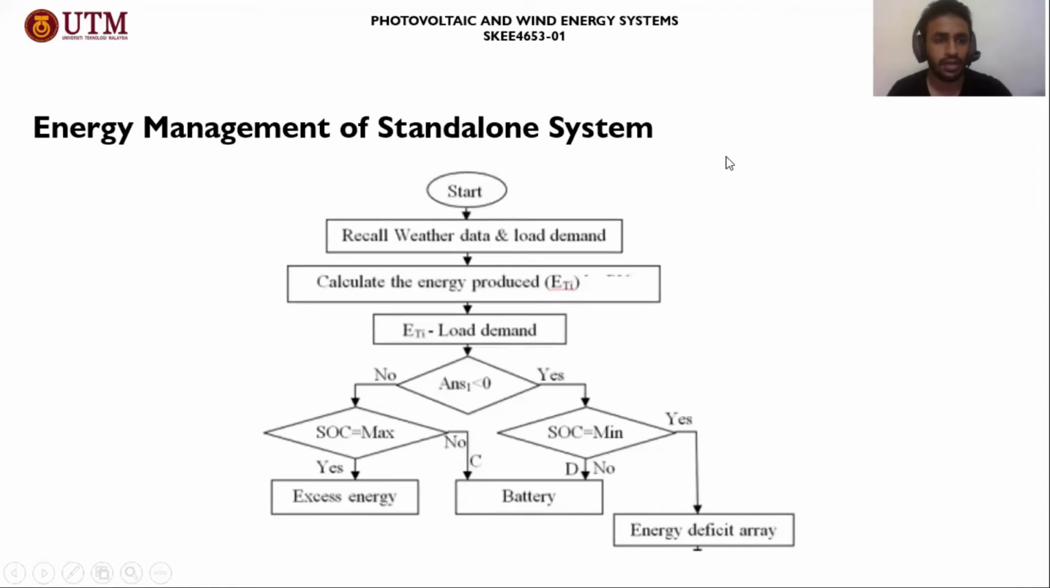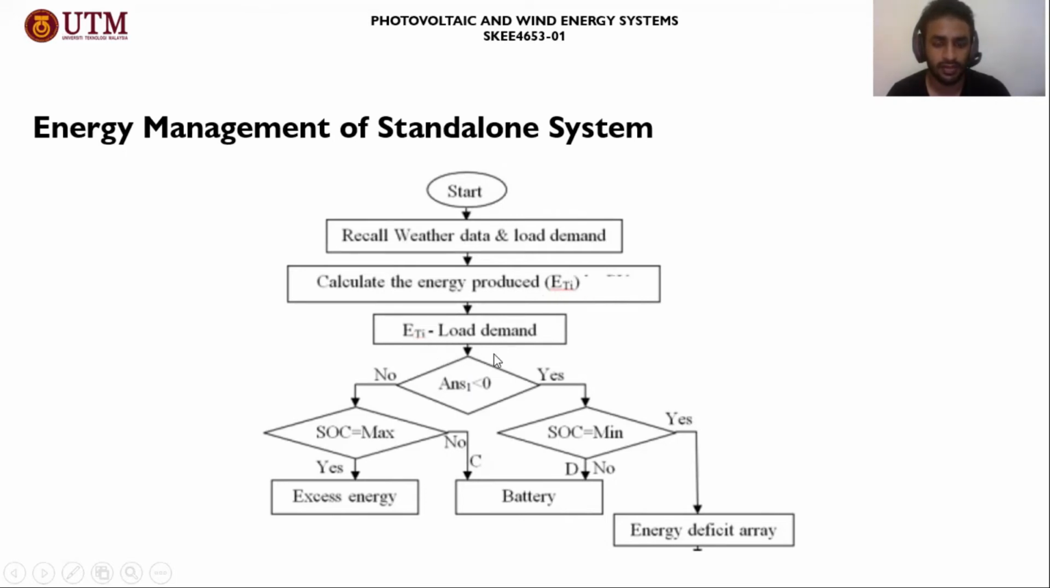When talking about a standalone system, we think about a system that is not connected to the grid. Therefore, we need a battery, and when you have a battery, then you need energy management. So this is the flow chart. We have the start, and we call the weather data and the load demand. And then here we start to calculate the energy produced from the wind turbine.